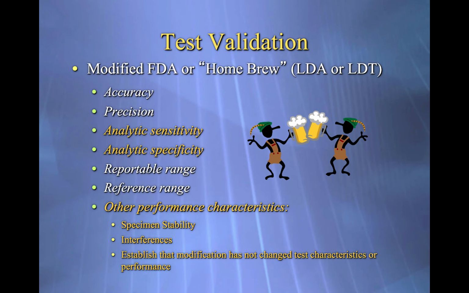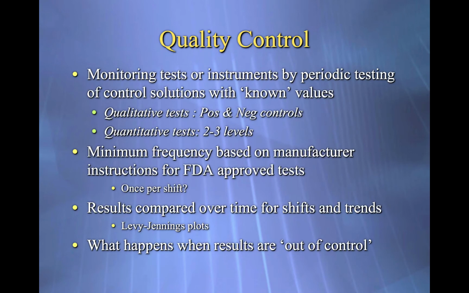And all of those need to be documented, and an inspector will expect to see those. Okay, quality control. What's quality control? Well, it's monitoring tests or instruments by periodic testing of control solutions with, quote, known values. Now, we'll talk a little bit about how you set up those known values. But for qualitative tests, you're typically talking about a positive and a negative control. For quantitative tests, usually you're doing 2 or 3 levels of control, either a low, medium, high, or just low and high.